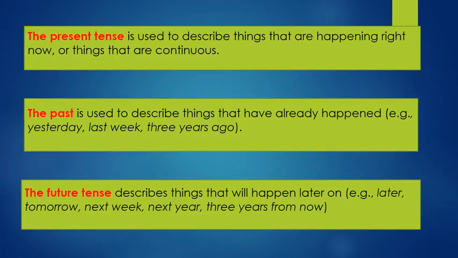The present tense is used to describe things that are happening right now or things that are continuous. The past is used to describe things that have already happened. For example, verbs that happened yesterday, last week or 3 years ago. The future tenses describe things that will happen later on. For example, things that will happen tomorrow, next week and next year and 3 years from now and so on.